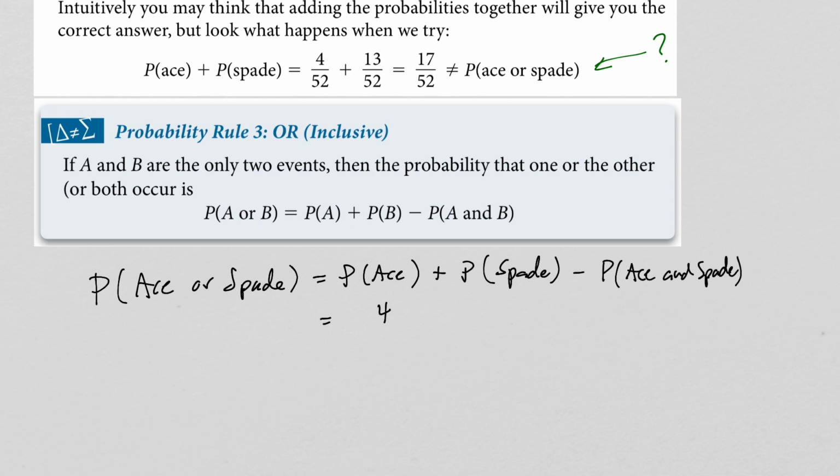So we know the probability of getting an ace is 4 out of 52. The probability of getting a spade is 13 out of 52. But the probability of getting an ace and a spade at the same time is 1 out of 52, right? Because there is one card in the deck that is an ace and a spade. And if you add these up, you will get the correct number, 16 out of 52.